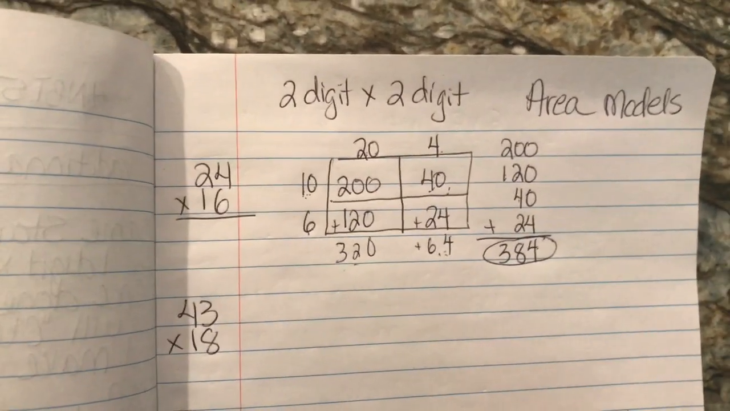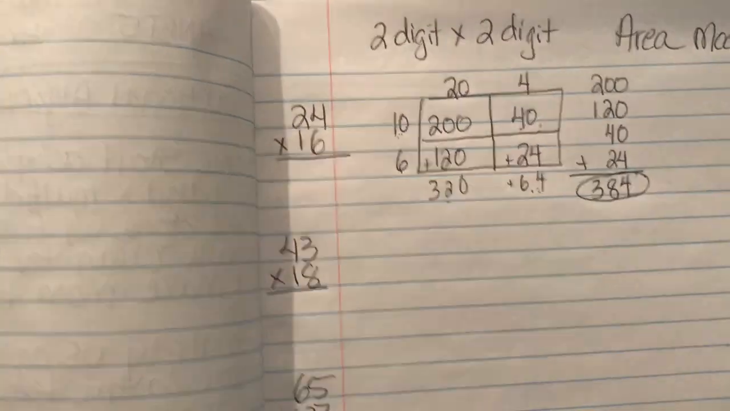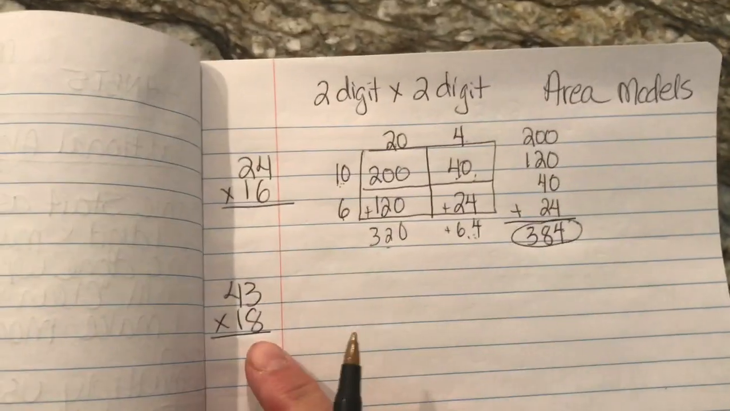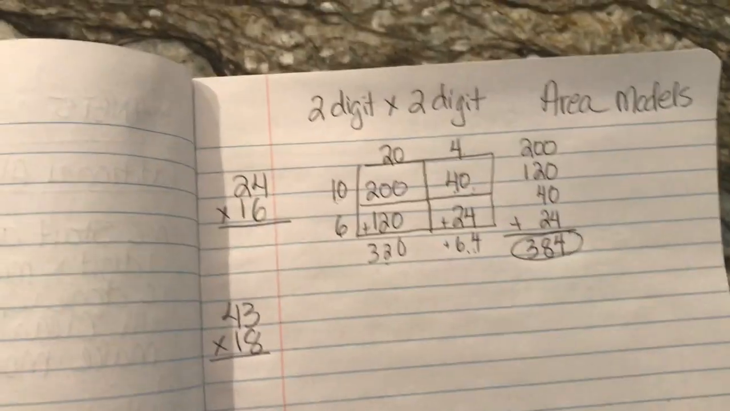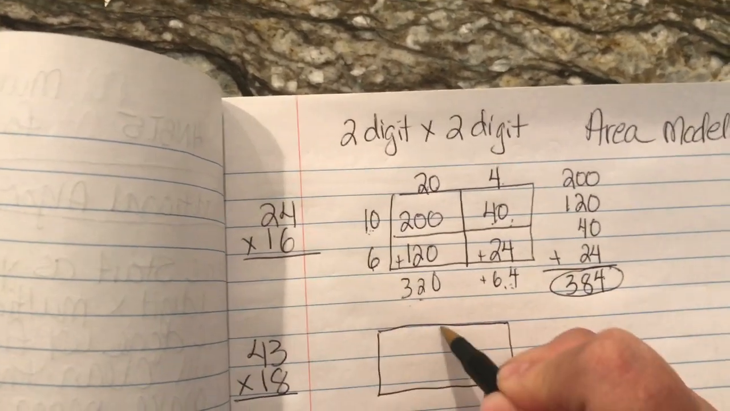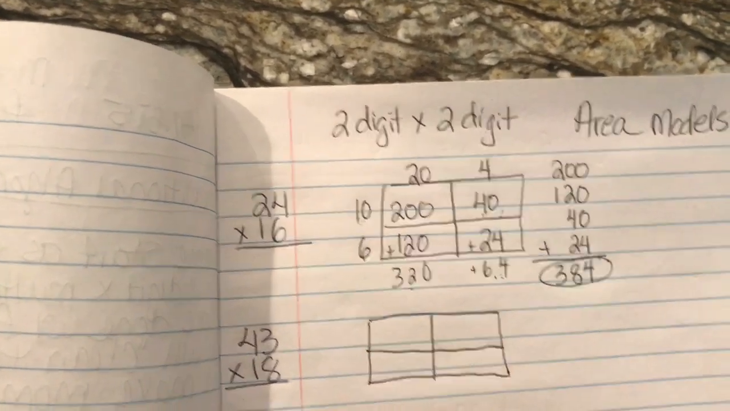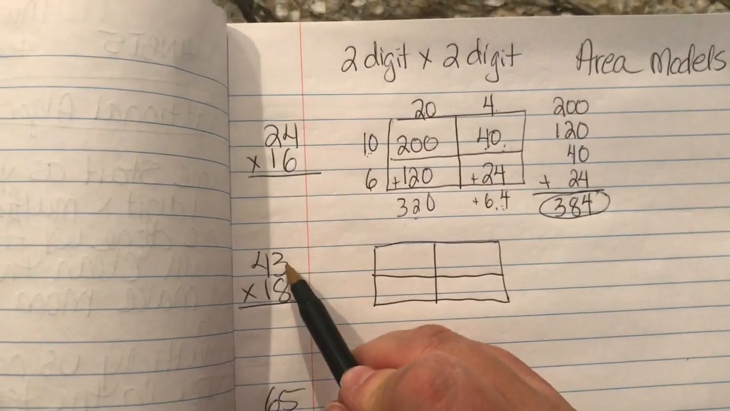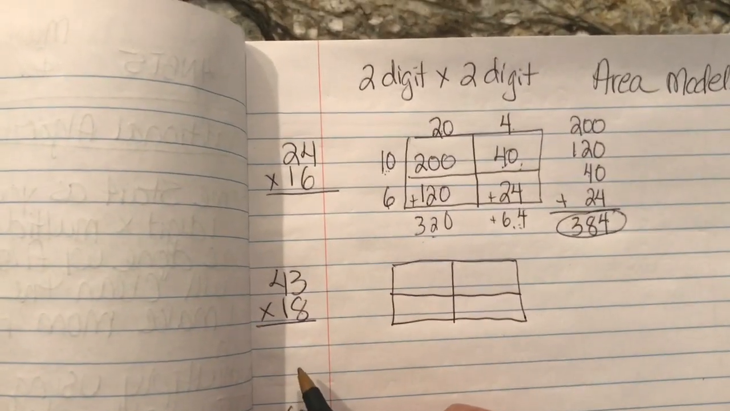Okay, so we're going to try this strategy again. So now you have 43 times 18. So you're going to draw your box, your area model, which is going to have 2 boxes on the top and 2 boxes on the bottom, because you have a 2-digit number on the top and a 2-digit number on the bottom.